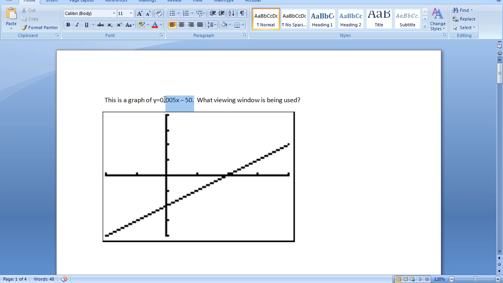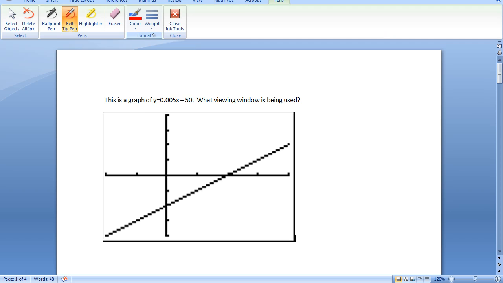In order to figure this out, we're going to go ahead and label a couple points on this graph. I know how to find the y-intercept of this graph and the x-intercept of this graph. I'll go ahead and identify those points, label them on the graph, and that will help us identify the viewing window. First, I'll find the y-intercept.